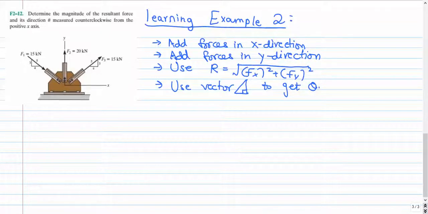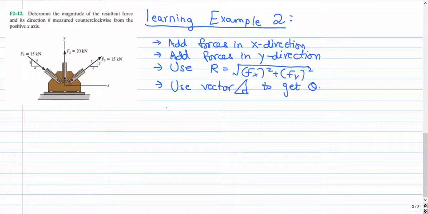that we will be following in these general sort of questions that ask us for the magnitude of the resultant force and its direction. So the first step would be to add forces in the x direction, then add forces in the y direction, then use the resultant force formula to get the magnitude of the resultant force, and finally we can get the angle by using the vector triangle.